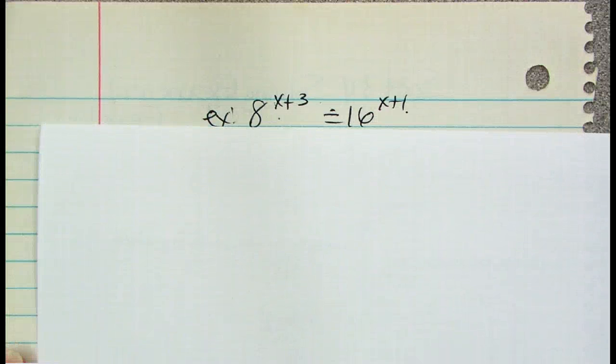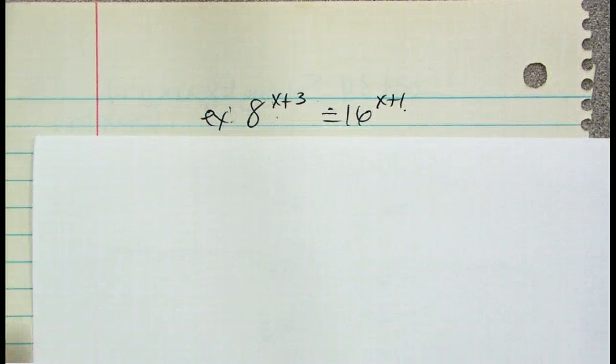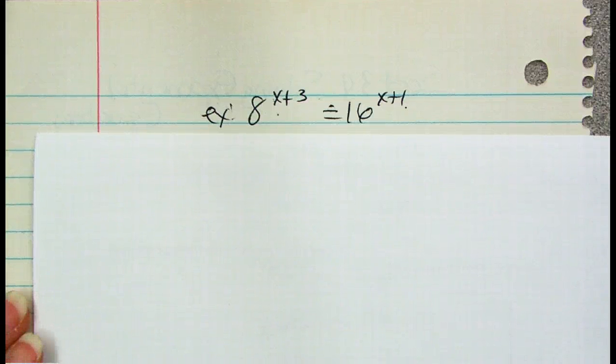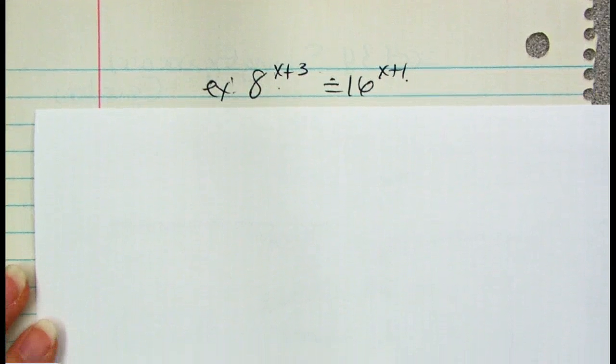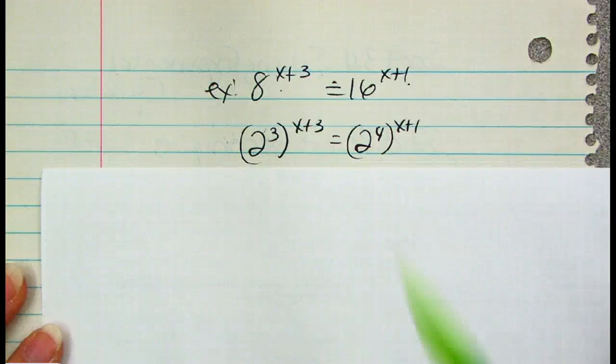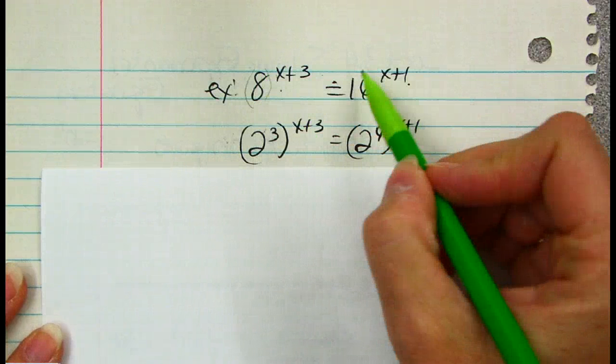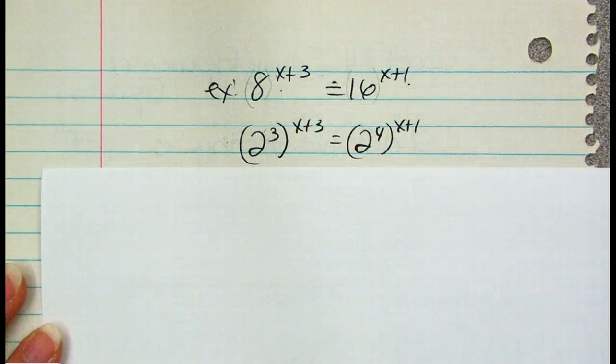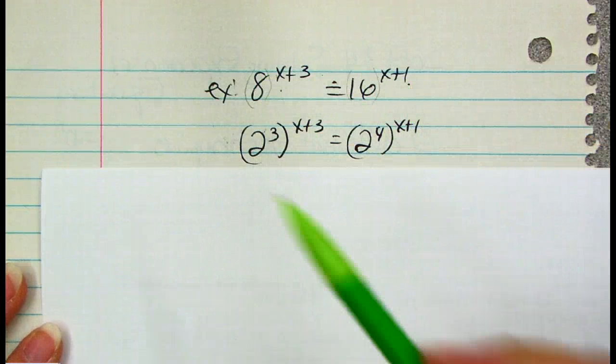Let's do one more problem. 8 to the x plus 3 power equals 16 to the x plus 1 power. The 8 and the 16, I know I can rewrite both of them with a power of 2. So I will be able to use the same base technique. So the first thing I did was I put parentheses around the 8 and the 16 and I rewrote it with the same base. 2 to the 3rd power, 2 to the 4th power.